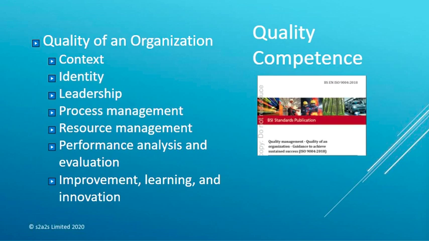So you can see here we have moved beyond the products and services that the organization provides, the customers that it serves, and the degree to which those products and services meet their needs and expectations, to the quality of the organization itself. And this standard, continuing with the title, provides guidance to achieving sustained success. So 9004 takes us beyond the transactional approach to quality of buying products and buying services and saying, is this an organization that has its own quality?